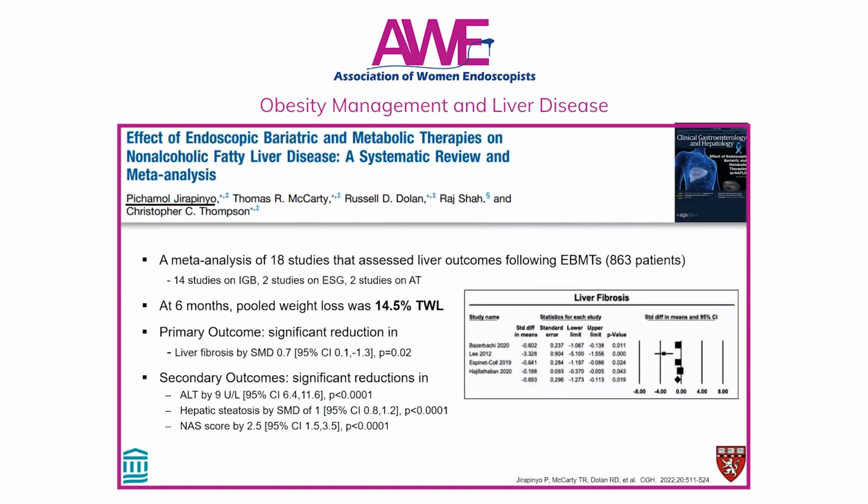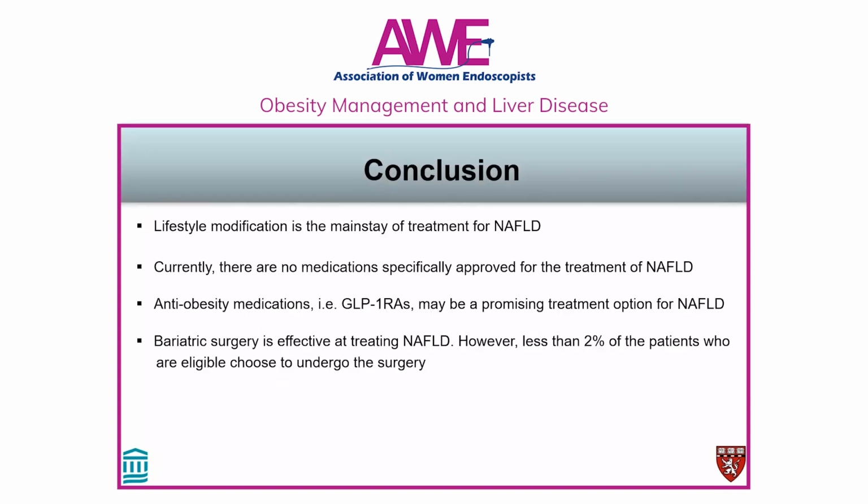And last but not least, our group conducted a meta-analysis looking at the effect of bariatric endoscopy as a whole field on NAFLD. This meta-analysis included 18 studies with about 860 patients. Of these, 14 studies were on intragastric balloon, 2 studies were on ESG, and 2 studies were on aspiration therapy. Of note, this meta-analysis was conducted before our POST studies were completed. At 6 months, the amount of weight loss was 14.5%. Additionally, we showed that there was a significant improvement in liver fibrosis, ALT, hepatic steatosis, and NAS score following endoscopic bariatric and metabolic procedures.